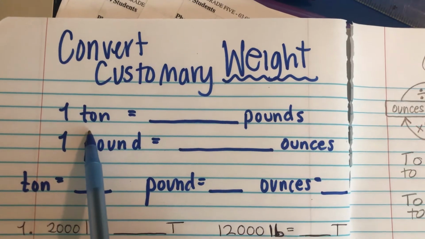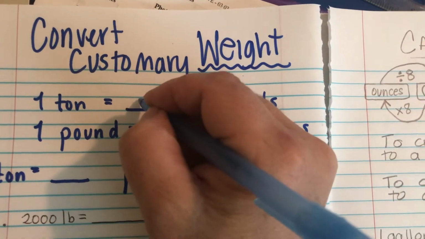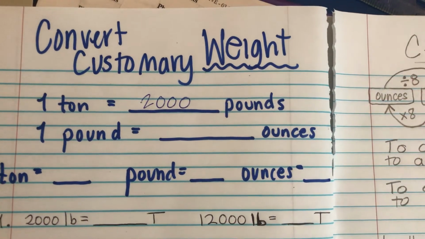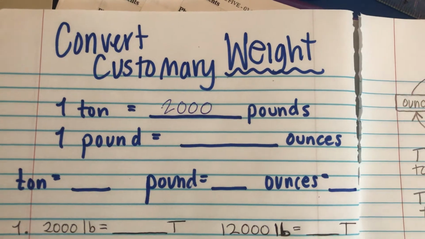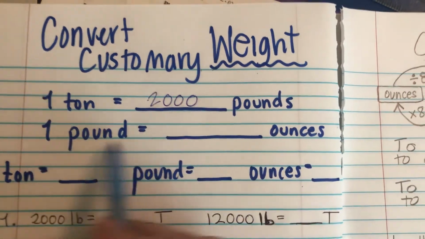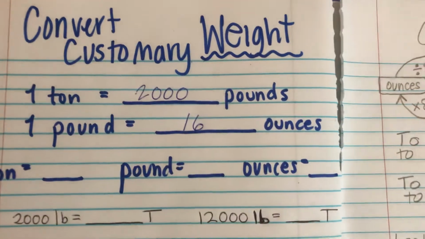How many pounds is 1 ton? Well, it's a lot of pounds. It's 2,000 pounds. Let's write that down. This might be a good place to make notes for you. Okay, now each of these 2,000 pounds contains how many ounces? Well, 1 pound is 16 ounces.